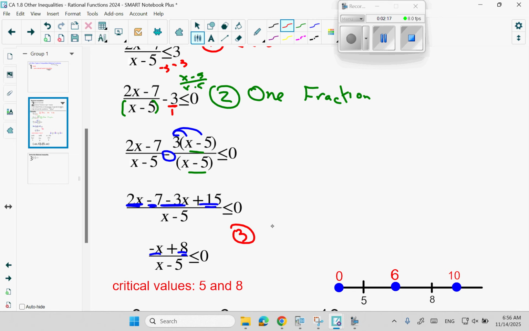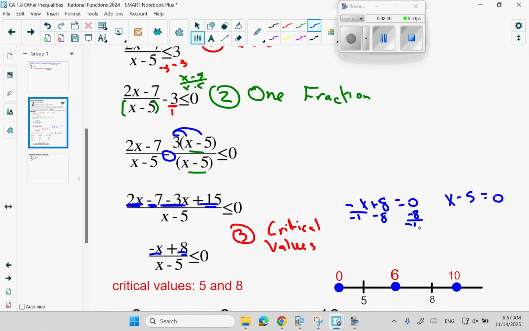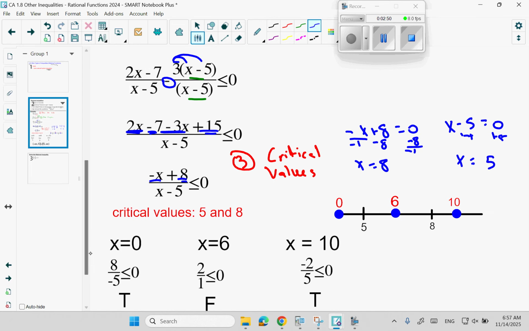Step 3, we need to find our critical values. So I'm going to set my numerator, so negative x plus 8, equal to 0, and my denominator, in this case x minus 5, equal to 0, and I solve it. Minus 8, divided by negative 1, we get x equals 8. Add 5, we get x equals positive 5. So those are going to be our critical values.